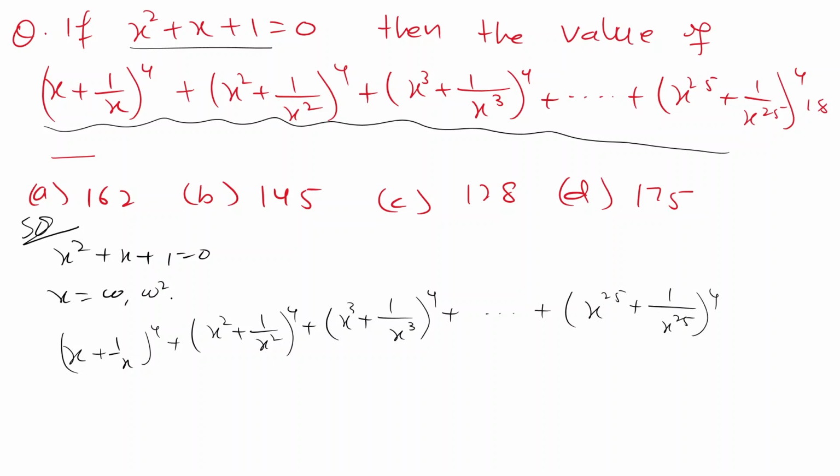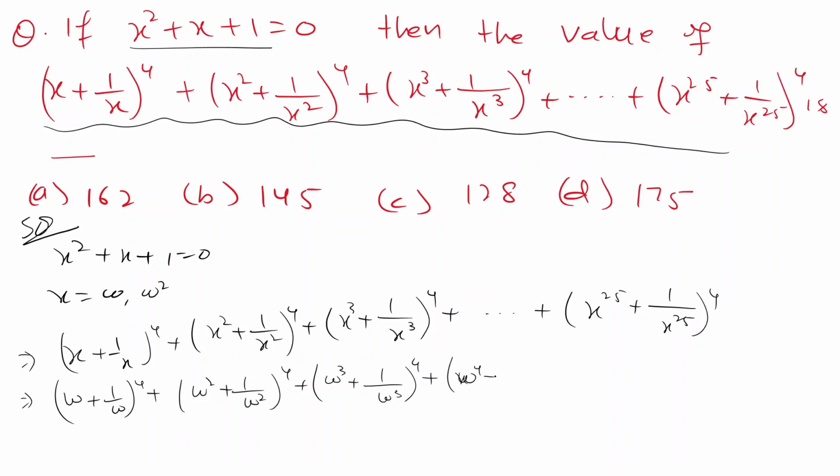Now you may put any value of it. You may put omega or omega square. Suppose we put x is equal to omega. So here is omega plus 1 by omega to the power 4. Now omega square plus 1 by omega square to the power 4. Here is omega cube plus 1 by omega cube to the power 4. Similarly, you may write omega to the power 4 plus 1 by omega to the power 4, to the power 4, and so on, up to omega to the power 25 plus 1 by omega to the power 25 whole to the power 4.